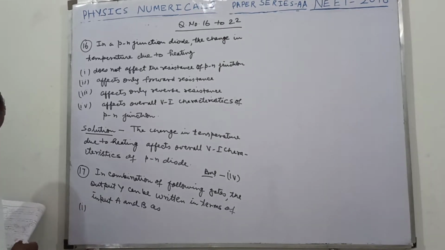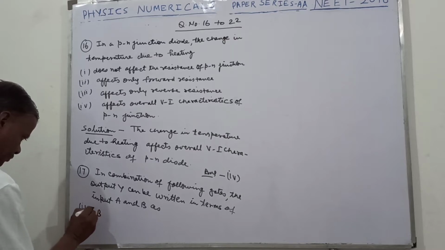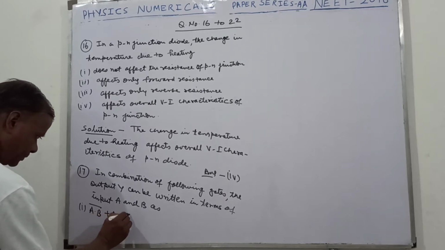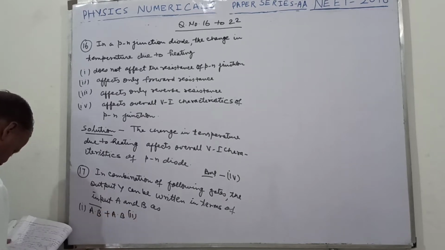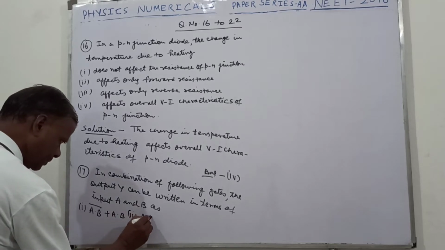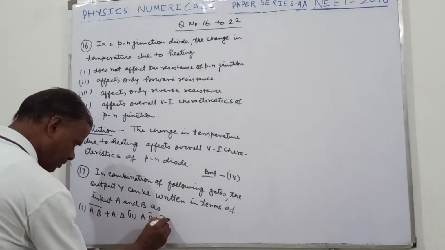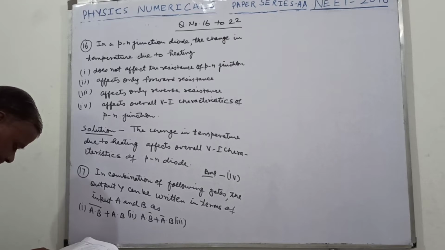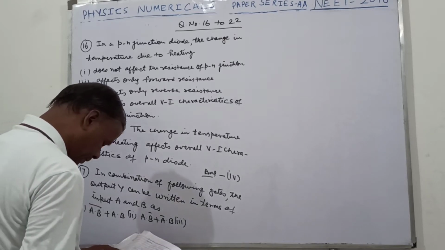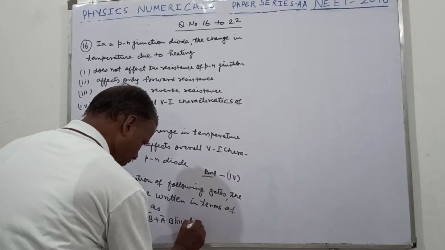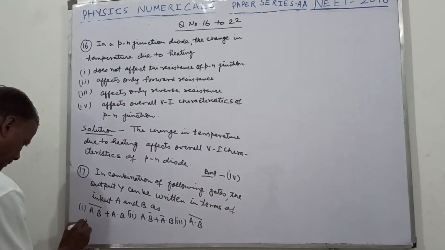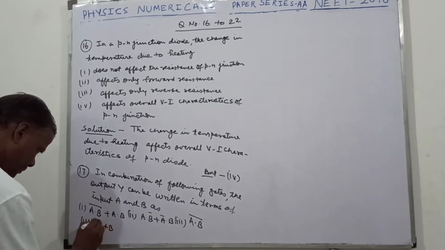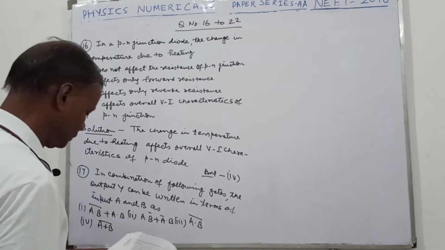Now the first option is A dot B bar plus A dot B. Second is A dot B bar plus A bar dot B. And third is A dot B bar. And now fourth is A plus B bar.